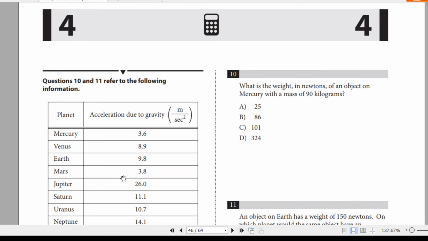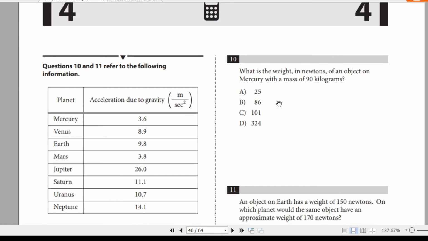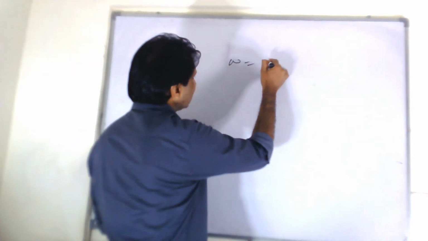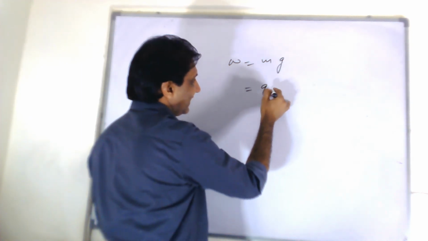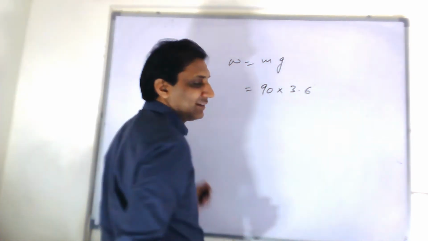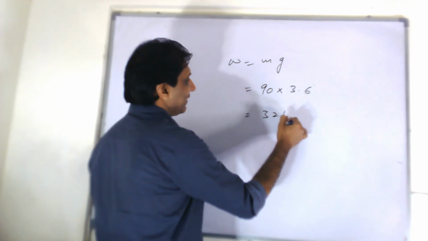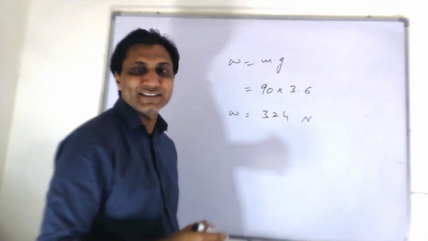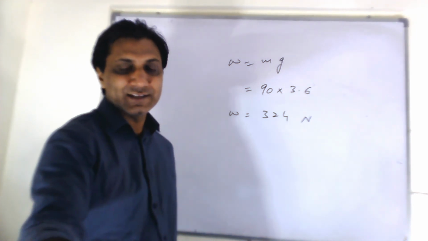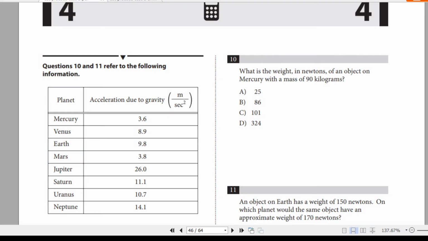So the formula is W is equal to mg. Question number 10 says, what is the weight in newtons of an object on Mercury with a mass of 90 kilogram? So mass is 90 kilogram and the gravity is 3.6. So 90 times 3.6 will be your answer. W is equal to mg, mass is 90 kilogram and acceleration due to gravity is 3.6. So 90 times 3.6 I did here. The answer is 324 newtons, because the weight is always measured in newtons. So the answer to this will be 324, that is D.